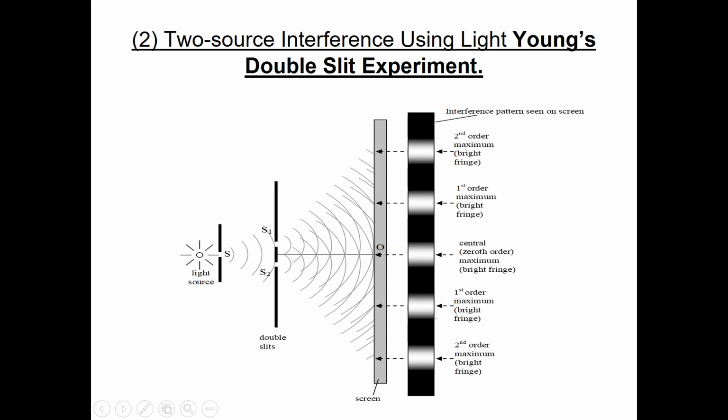So now we're going to derive the equation that allows us to find the distance between the bright fringes. From the zero order to the first order, or zero order to second order, the distance between the bright fringes will be the same as the distance between the dark fringes. So we measure from center to center.